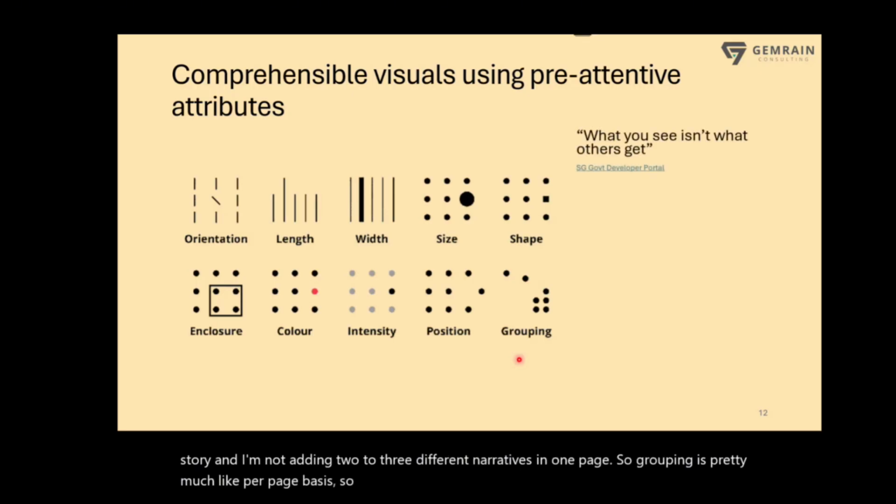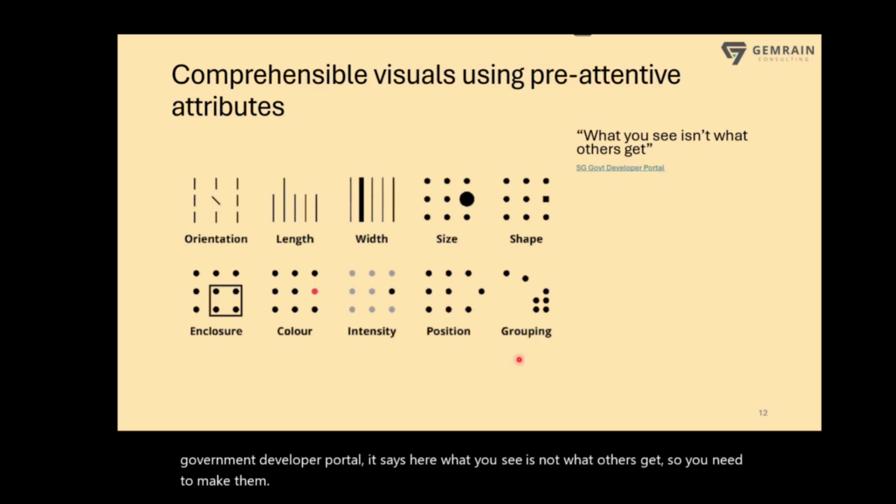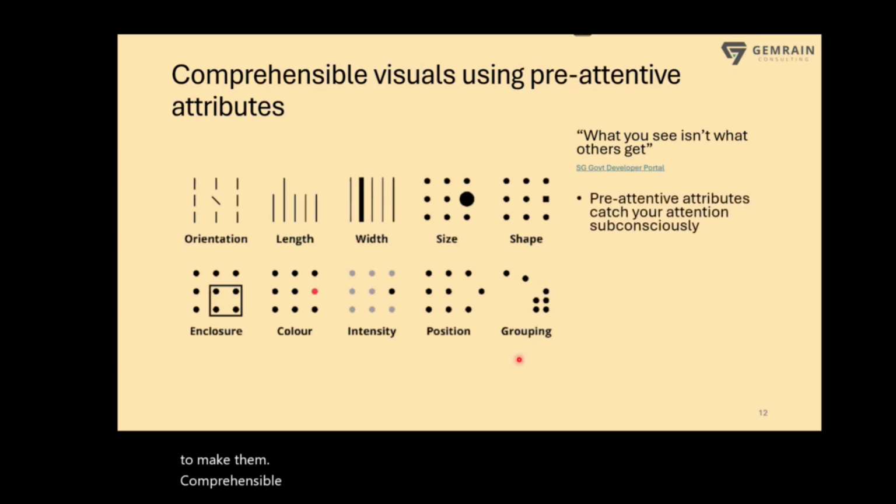So one thing I enjoy reading, and I got this from Singapore Government Developer Portal, it says here what you see is not what others get. So you need to make them comprehensible because pre-attentive attributes will catch your attention subconsciously.